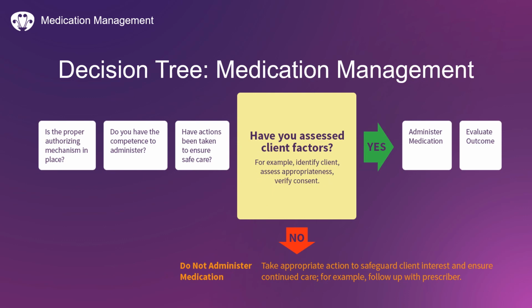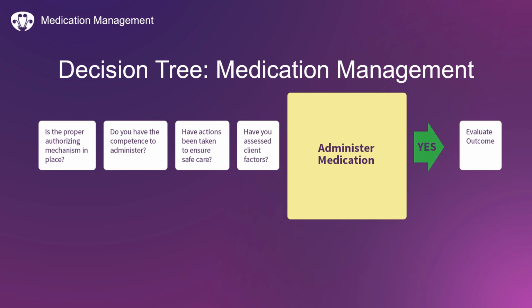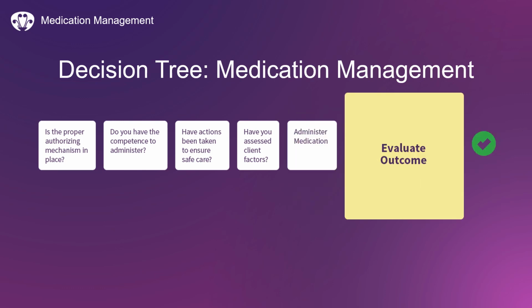The fourth box in the decision tree reads, have you assessed client factors? For example, identify client, assess appropriateness, and verify consent. If the answer is no, do not administer this medication. If the answer is yes, continue down the decision tree. The fifth box in the decision tree is administration of the medication. The last box in the decision tree is evaluating the outcome of the medication that was administered.